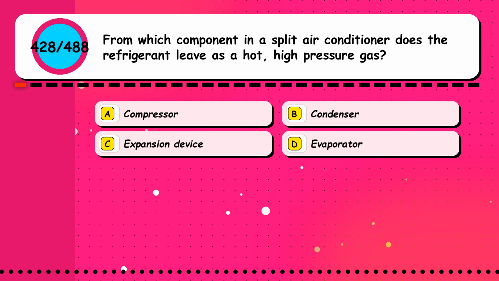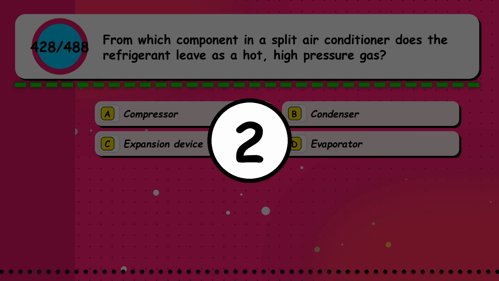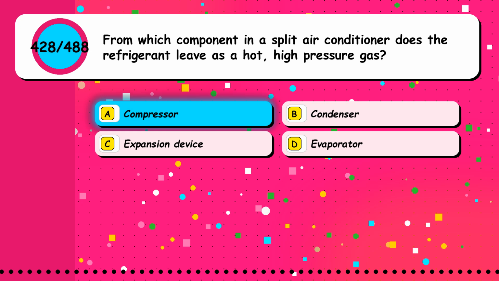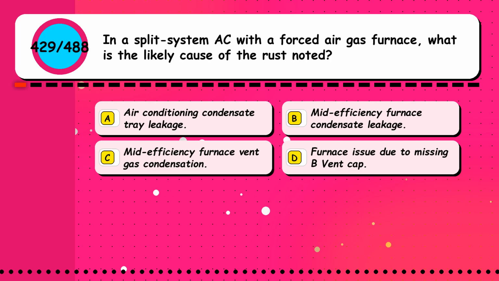Question 428. From which component in a split air conditioner does the refrigerant leave as a hot, high-pressure gas? Option A, compressor. Option B, condenser. Option C, expansion device. Option D, evaporator. The correct answer is option A, compressor.